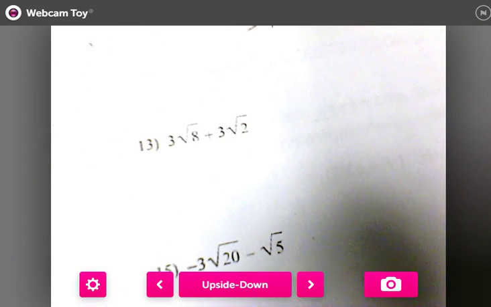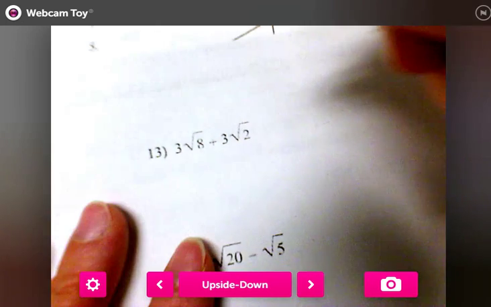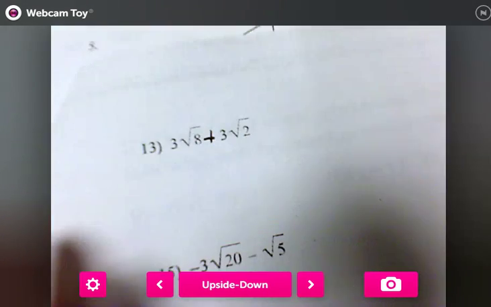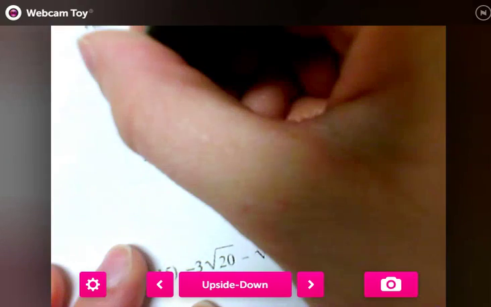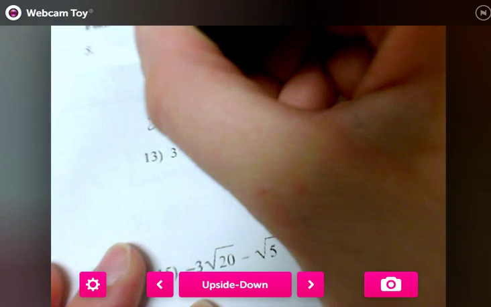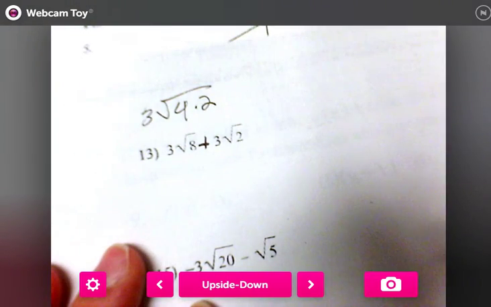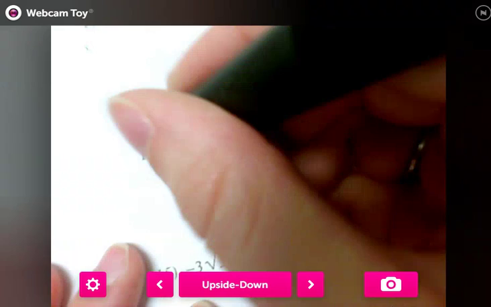All right. Right here, we've got radicals, okay? This is a plus sign, it's kind of faded. We want to add these two things together. The problem is we've got 3 square root of 8 plus 3 square root of 2. The insides of the square roots have to be the same. You guys kind of remember this? What two numbers multiply to give us 8 where one is a perfect square? 4, right? So this becomes 3 square root 4 times 2. What's the square root of 4? What's 3 times 2?